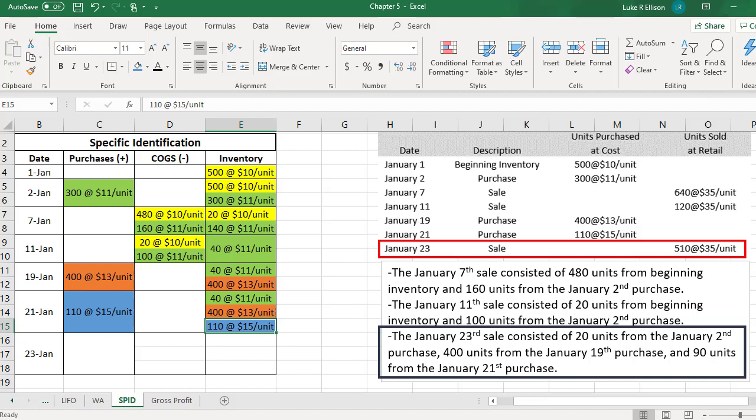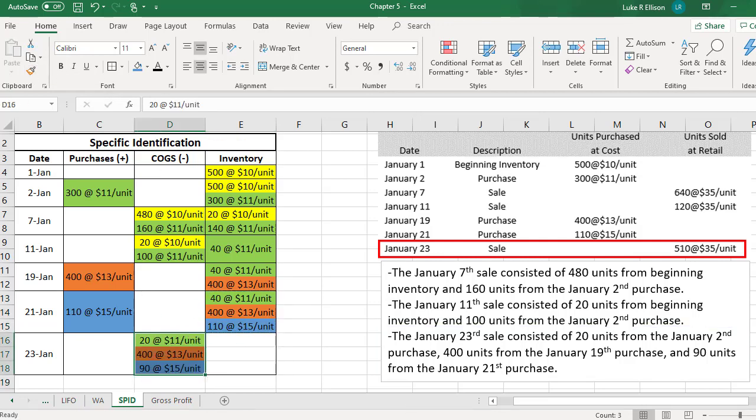So that's 20 units from January 2nd, the green units at $11 each. Then 400 units from the January 19th inventory, the orange units at $13 each. And finally, 90 units from the January 21st purchase, the blue units at $15 each. So we can fix these colors really quickly.